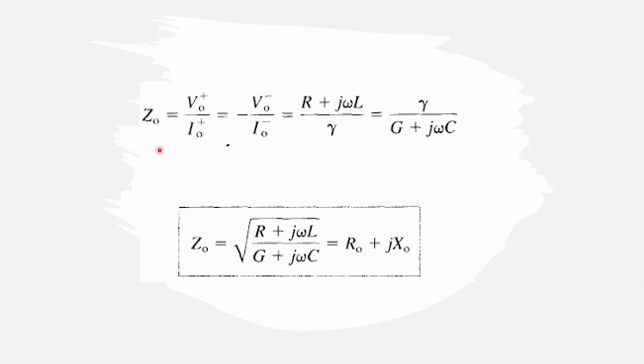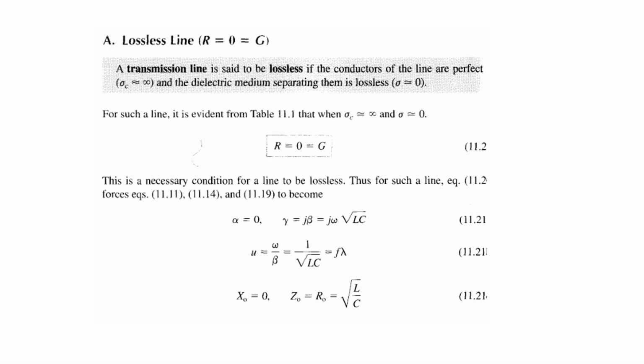Also your Z naught, that is impedance, can be written as something like that. It can be written as r plus j omega l by gamma, or gamma divided by g plus j omega c. Also Z naught can be written as the square root of r plus j omega l divided by g plus j omega c. This is one of the important results, and Z naught will be r naught plus j x naught in the real and imaginary parts. So apart from the value of gamma, Z naught is one of the key important parameters. If you remember both the values, it's very easy to characterize the different mediums.